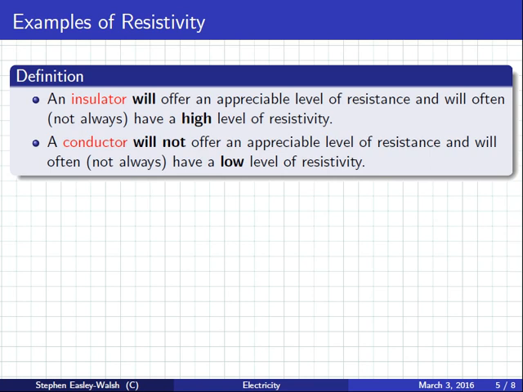Now, the reason I say not always is because, you know, you could make a resistor out of a metal, you could make a conductor out of an insulator. It's all just a matter of scale. So for example, you can make your metal so that it actually is a resistor rather than a conductor.